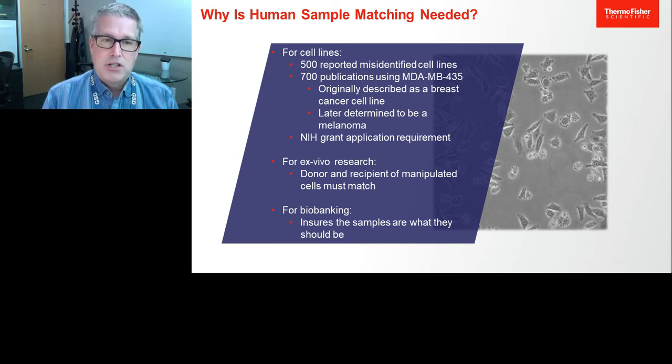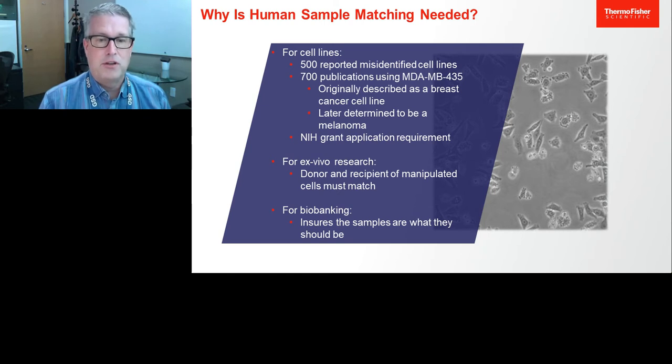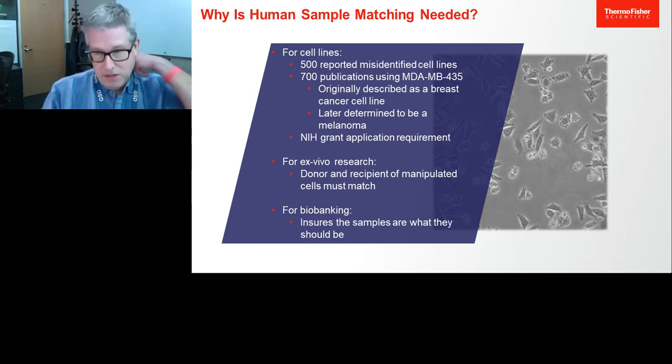And because of this, NIH and certain journals are now requiring that when you submit a grant application or when you submit a publication, you have some kind of evidence or plan for authenticating the cells that you're using in your studies. And they want to make sure that you have a plan for making sure your cells don't become contaminated and that you're using the right cell lines throughout the course of your work. For ex vivo research, again, you must be prepared to make sure your donor and recipient of the manipulated cells match. And for biobanking, it's very important to make sure the samples are from the same individual when you think they are.